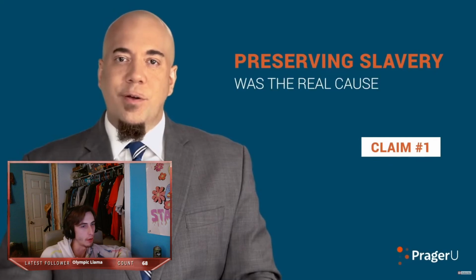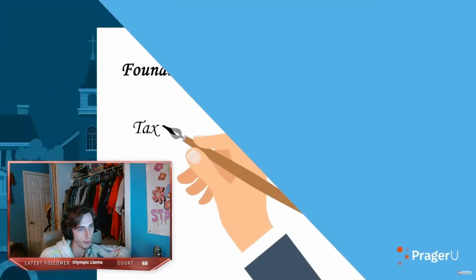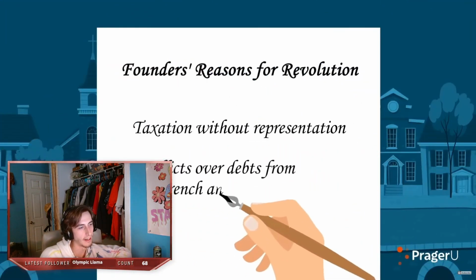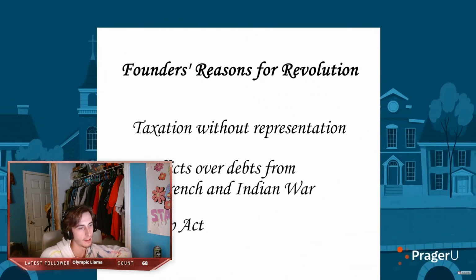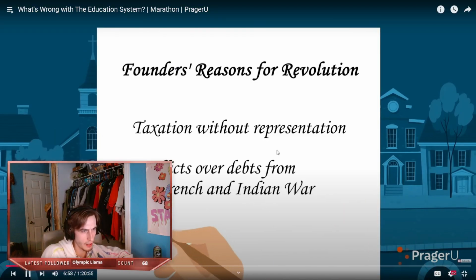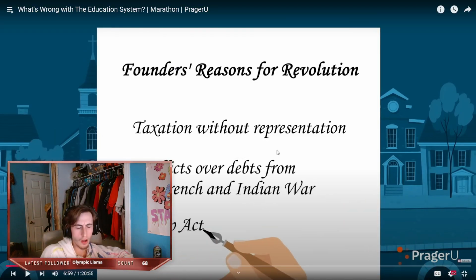If you asked the founders why they no longer wanted to be a British colony, they would have given you a long list of reasons. Taxation without representation and conflicts over debts from the French and Indian War. The Stamp Act would be just a few.